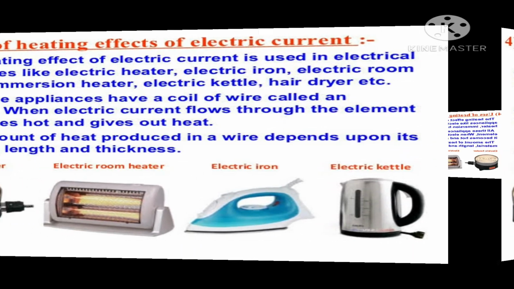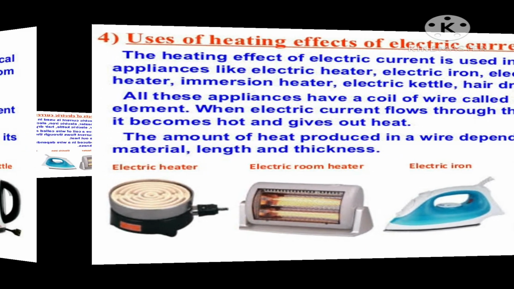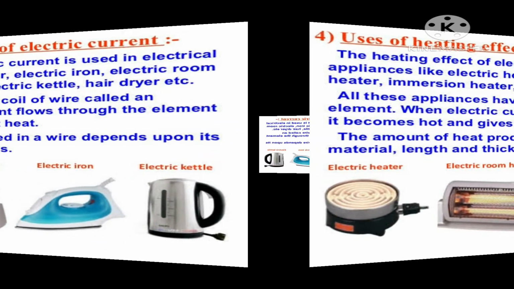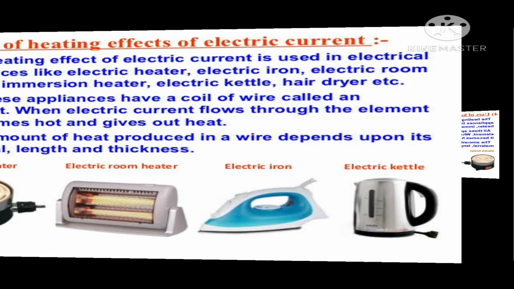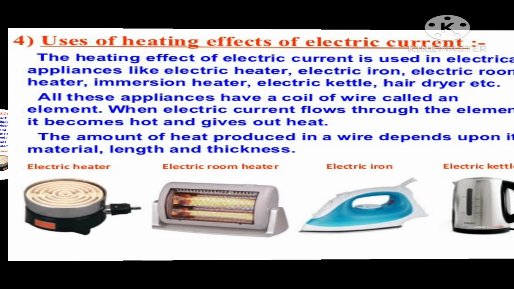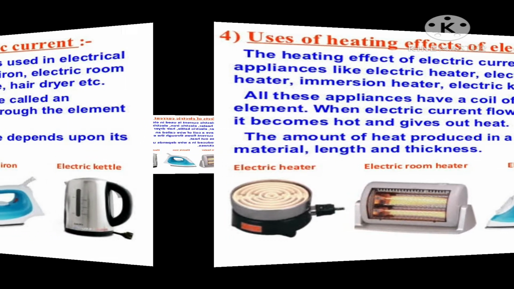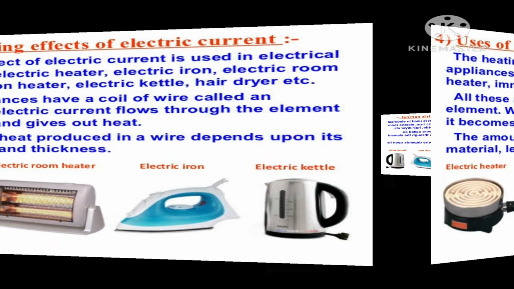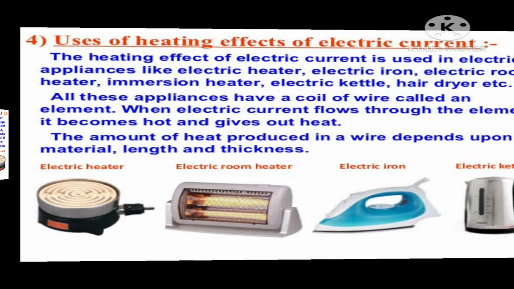The amount of heat produced in a wire due to the heating effect of current depends on two factors. The very first is resistance of material and the second one is magnitude of current passed through the wire. The first is that the amount of heat produced by an electric current depends on resistance. The higher the resistance of the material, the greater is the heat produced. And the lower the resistance of the material, the lesser is the heat produced.